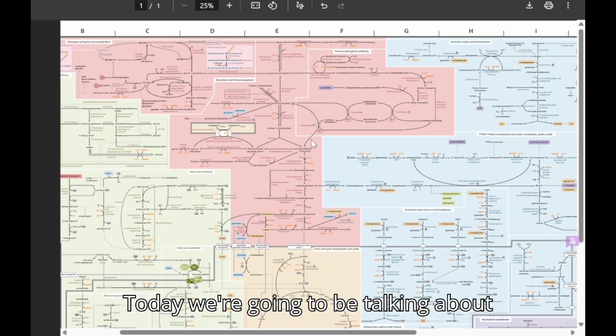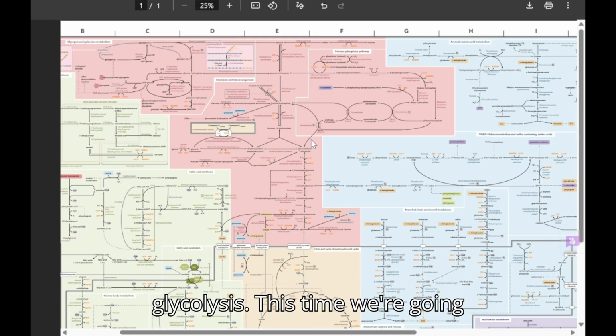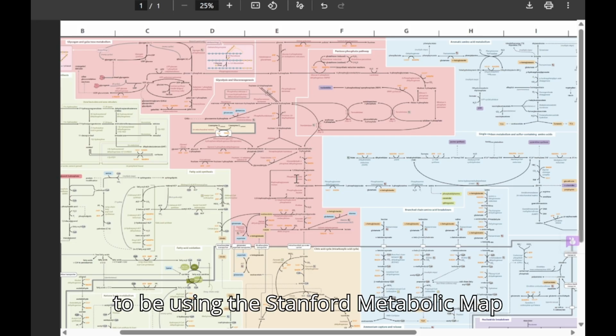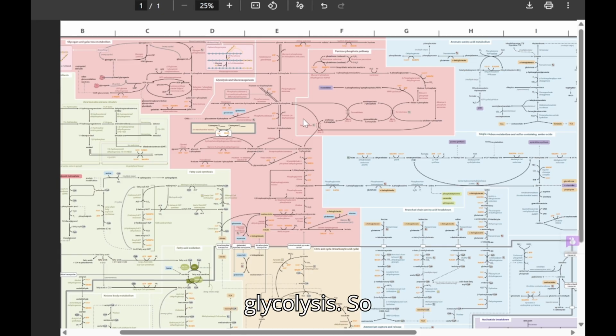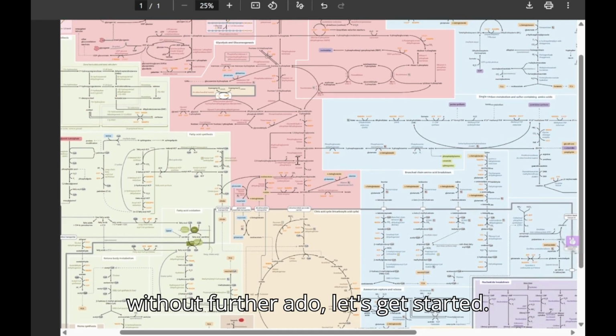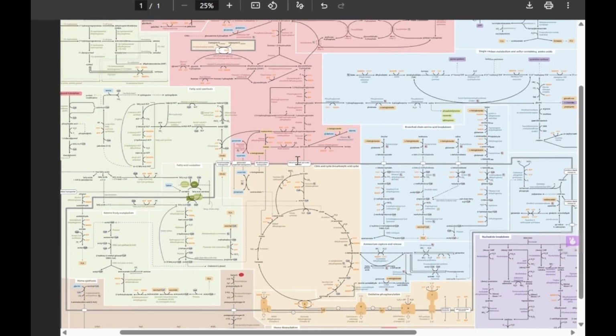Today we're going to be talking about glycolysis. This time we're going to be using the Stanford metabolic map to analyze the different steps of glycolysis. So, without further ado, let's get started.